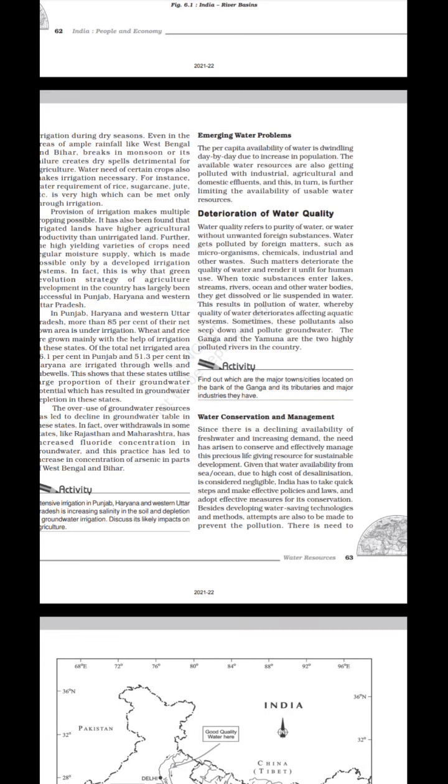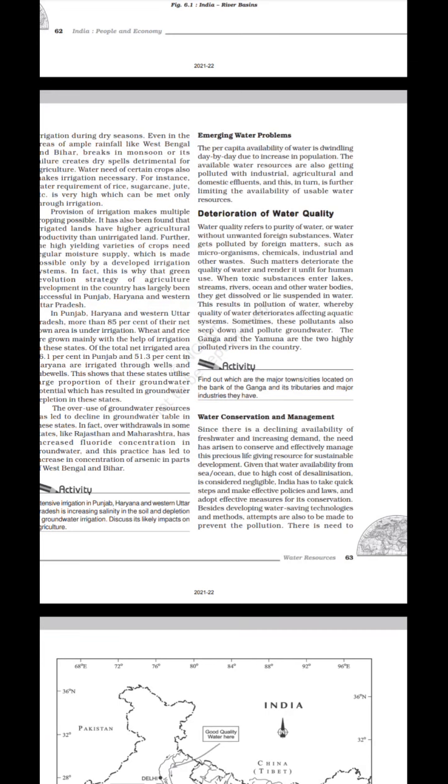Provision of irrigation makes multiple cropping possible. It has also been found that irrigated lands have higher agricultural productivity than unirrigated land. Further, the high yielding varieties of crops need regular moisture supply, which is made possible only by developed irrigation systems. In fact, this is why the green revolution strategy of agriculture development in the country has largely been successful in Punjab, Haryana and western Uttar Pradesh.